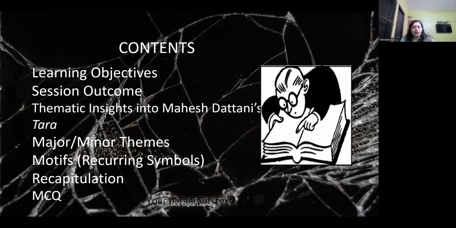The contents of this session: learning objectives, session outcome, thematic insights into Mahesh Dattani's Tara, major and minor themes will be discussed, motifs, that is, recurring symbols, also will be discussed, followed by recapitulation and an MCQ session.